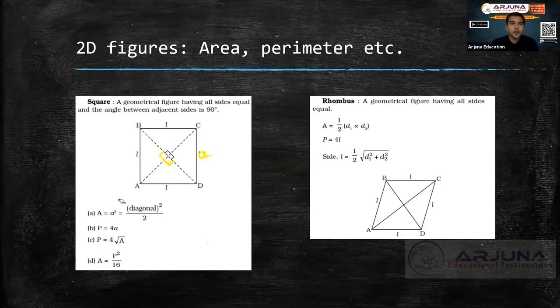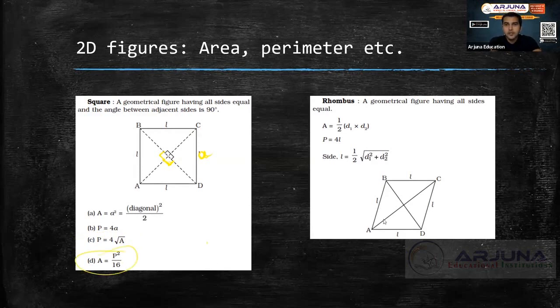And perimeter is 4A, and perimeter you can also write in terms of area because they are easily connected. Area is equal to A square. So A is equal to root of the area. So you will get perimeter equal to 4 times root of the area. Okay, so like this you can do all the calculations.